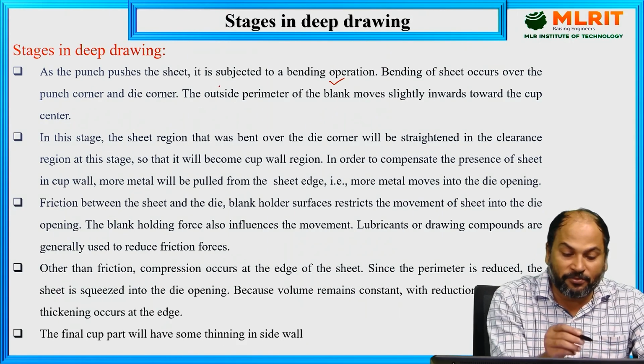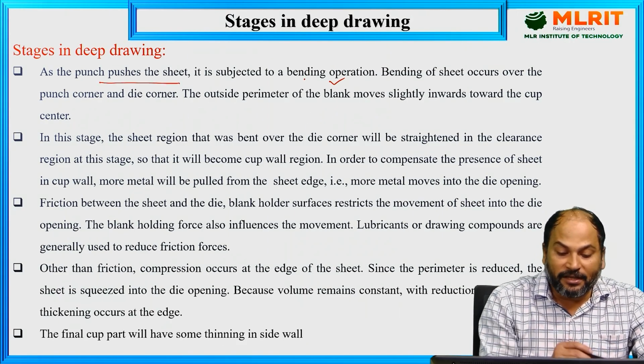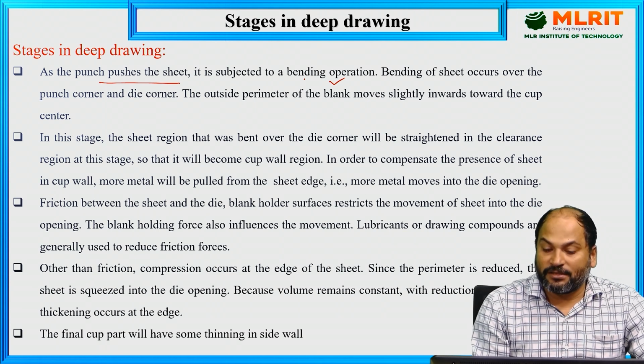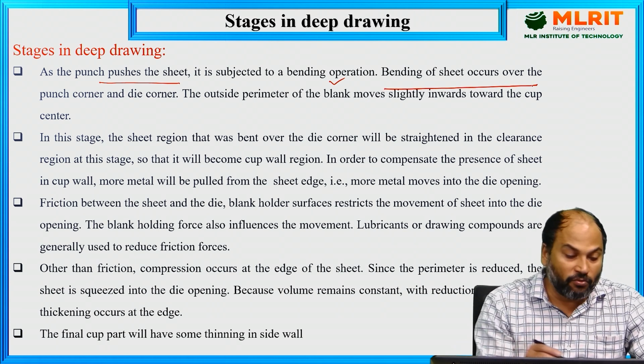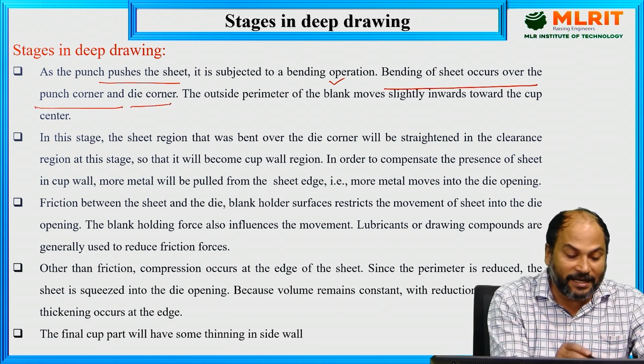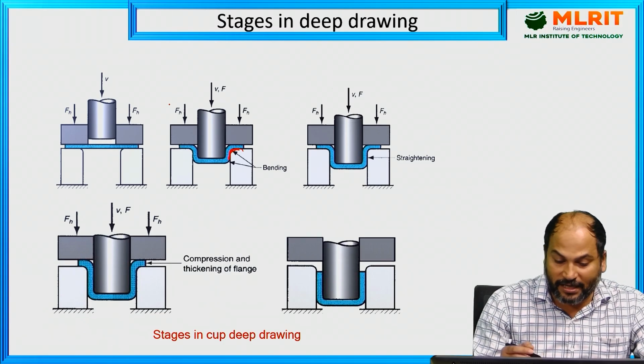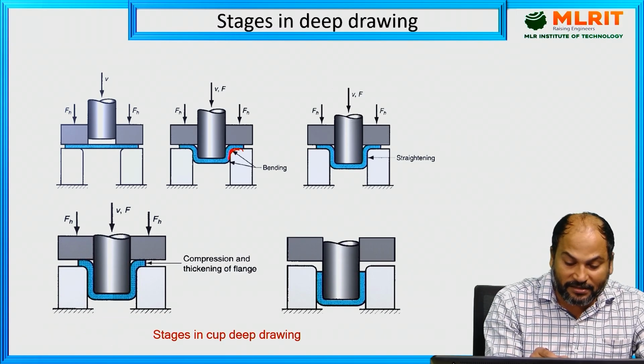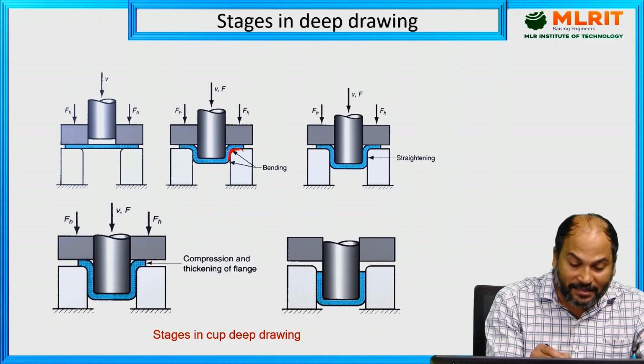As the punch pushes the sheet, it is subjected to a bending operation. The bending of the sheet occurs over the punch corner and the die corner. We can see here in the diagram, it will be clear. This is the die corner, and this is the punch corner.